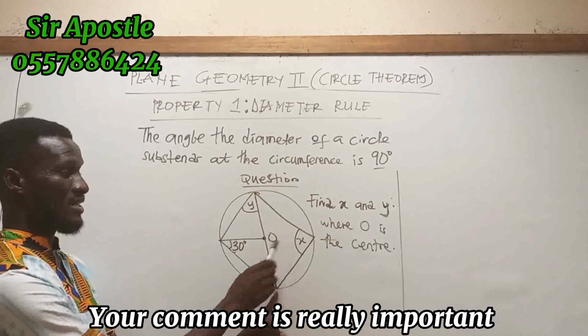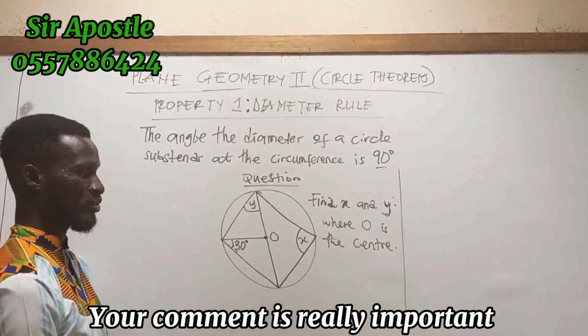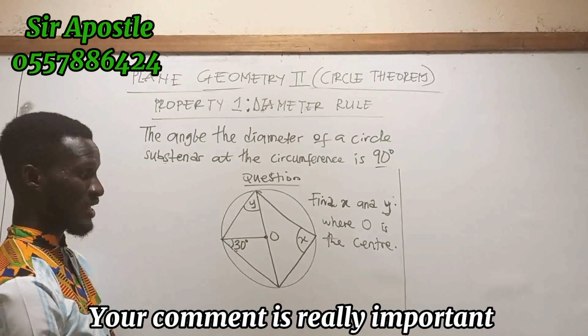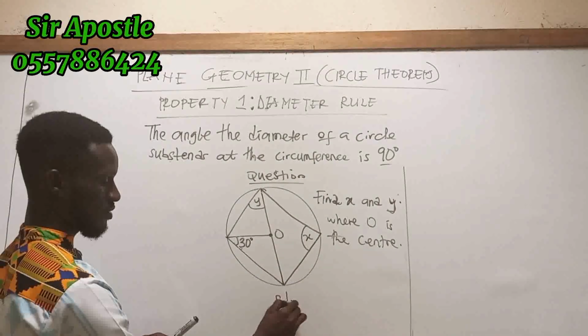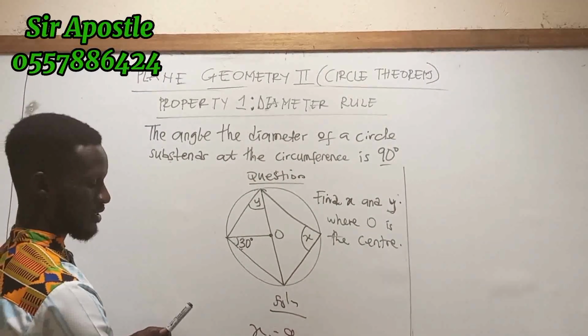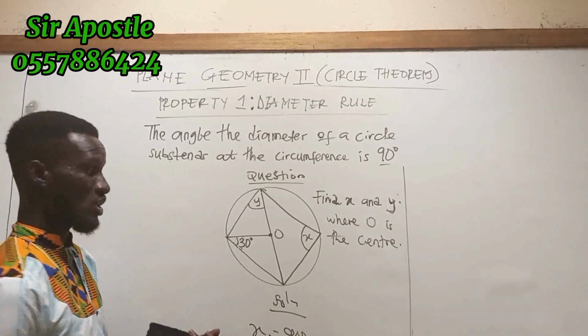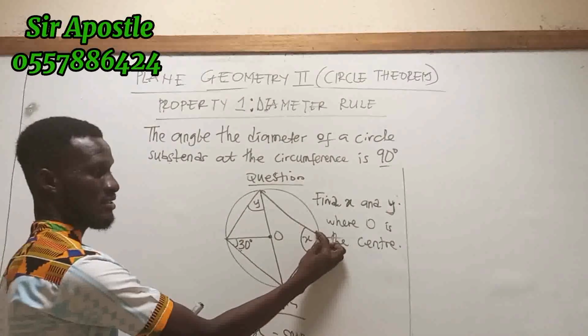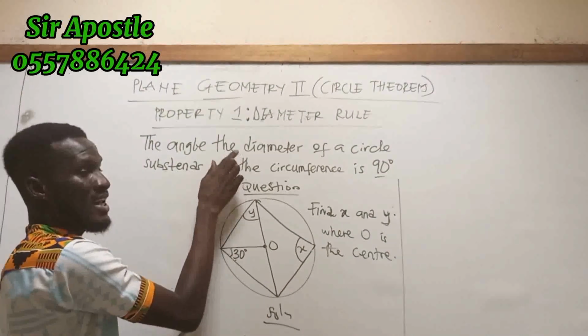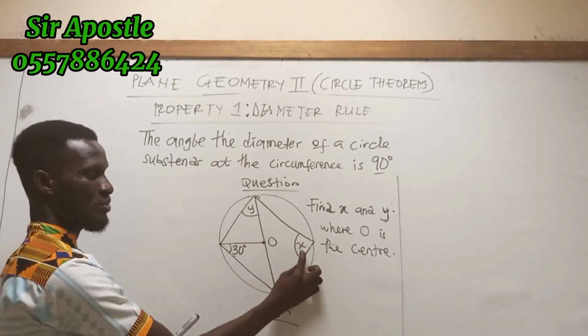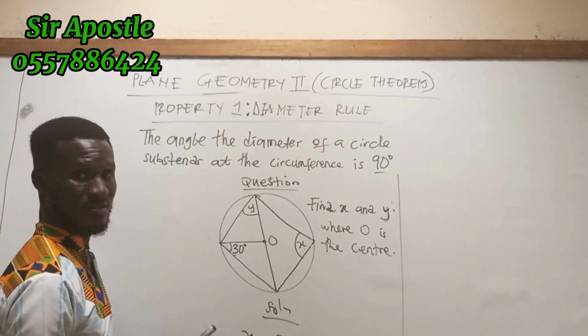So automatically x is 90. Very simple. So solution: x is equal to 90 degrees, because the diameter forms an angle at the circumference of a circle here. So per the diameter rule, the angle the diameter forms at the circumference of a circle is supposed to be 90 degrees. So x is 90.